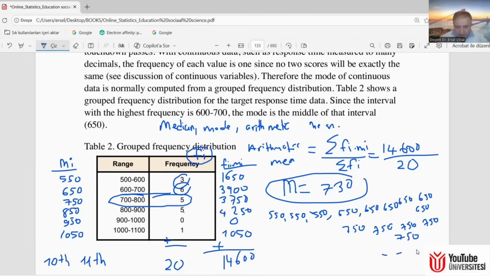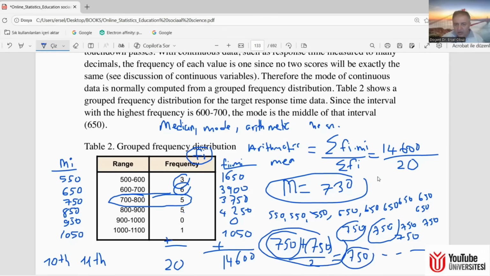So it goes like this. What is the 10th value? 1, 2, 3, 4, 5, 6, 7, 8, 9, 10. So the 10th value is 750. What will be the 11th value? The 11th value is another 750. Divided by 2, that will give you 750. So our median for this data set will be 750.